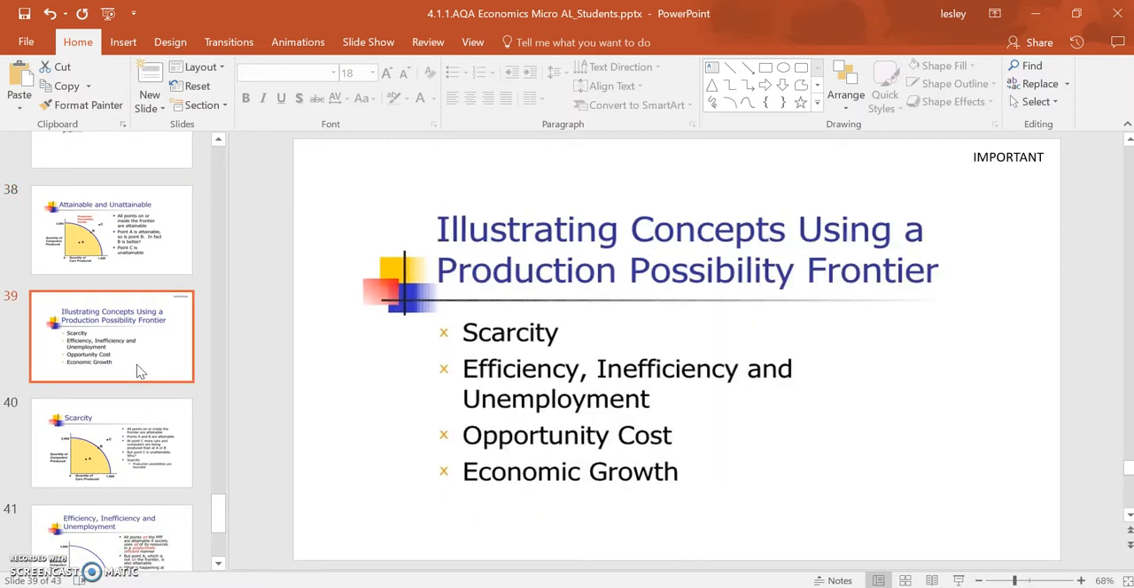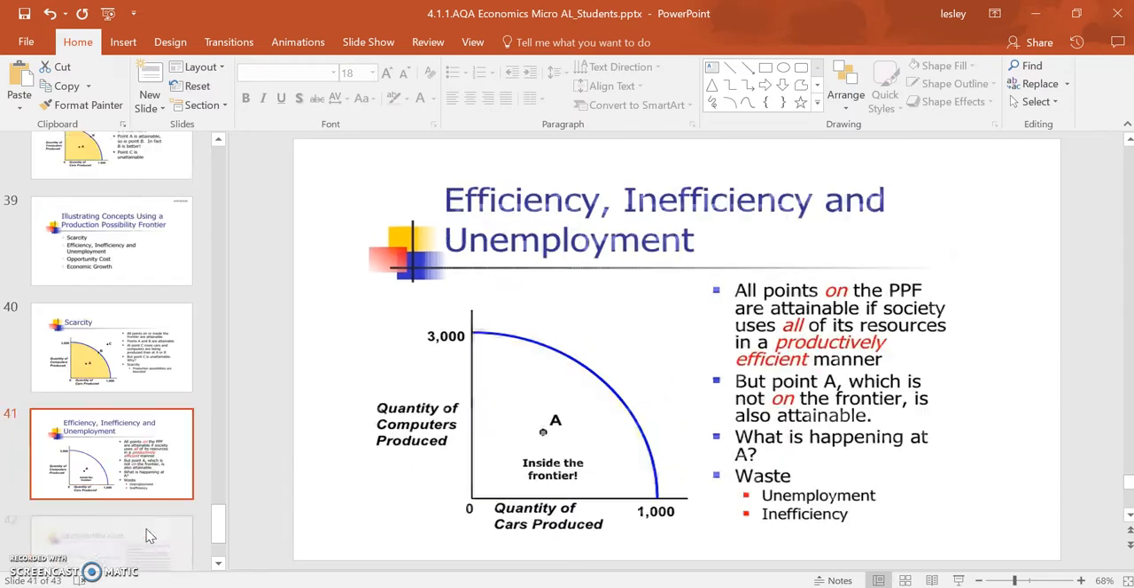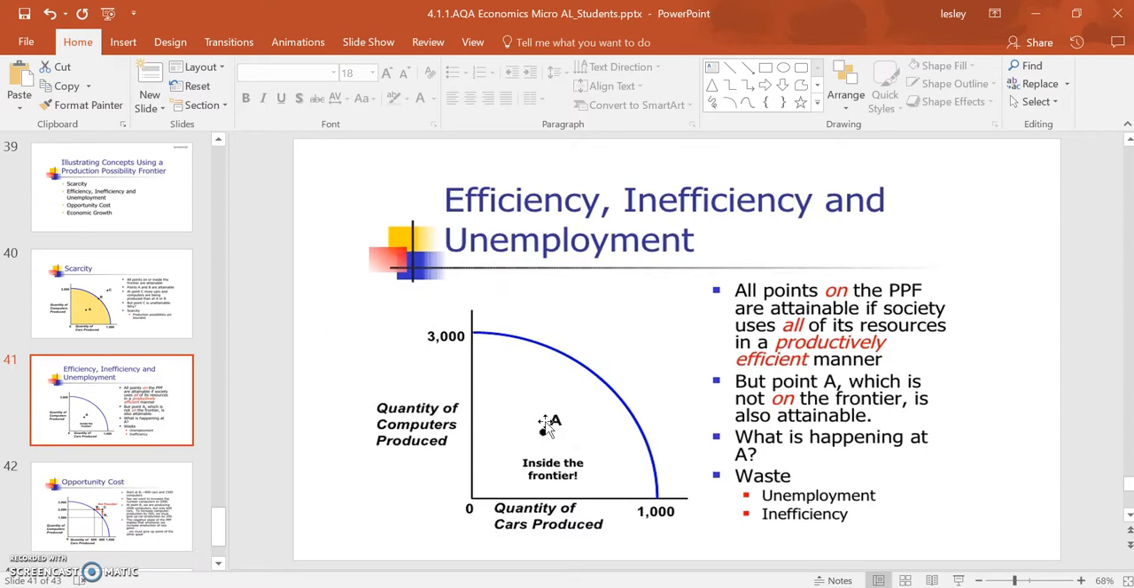Some of the concepts you can show on a production possibility frontier or curve. We've got scarcity. We have talked about that, and the fact we simply haven't got enough resources to satisfy all the needs and wants in point C there. We've got efficiency as well. Obviously, A is inefficient. Any point on the curve is efficient, as productively efficient as it is possible to be. But anything within the curve shows a waste, some sort of spare capacity. Perhaps it's unemployment, or perhaps there's inefficiency somewhere in the system. Could be workers, could be machinery breaking, or whatever.